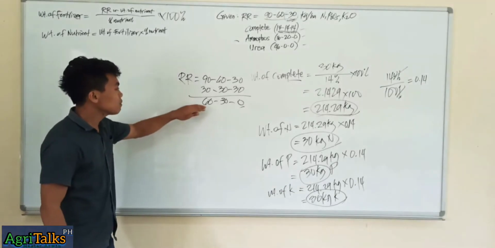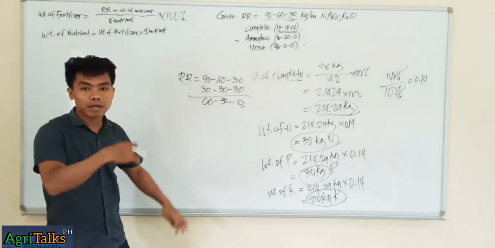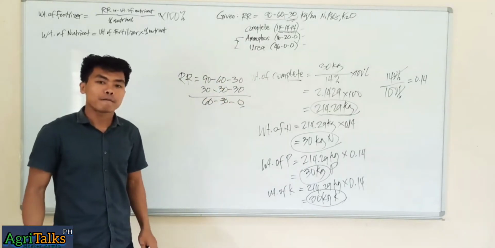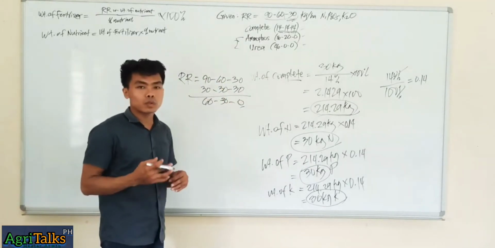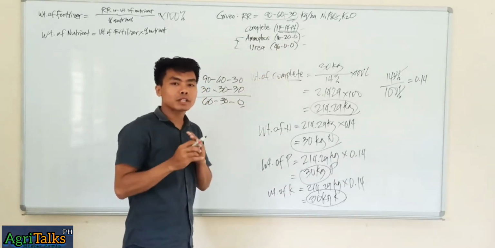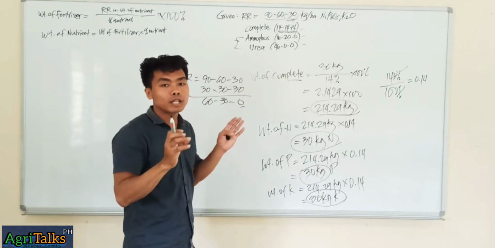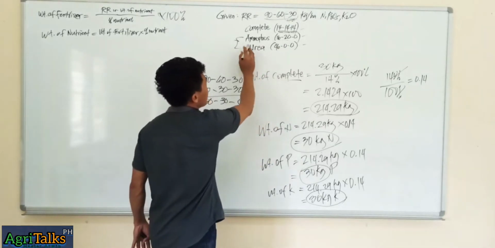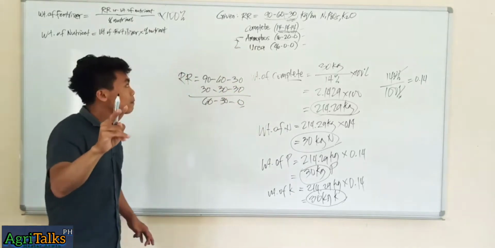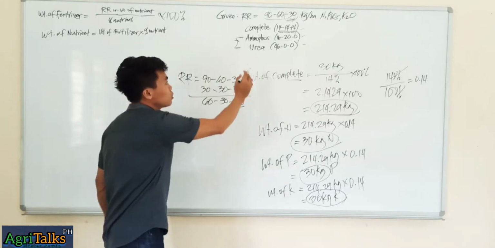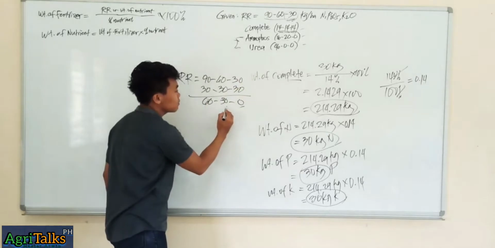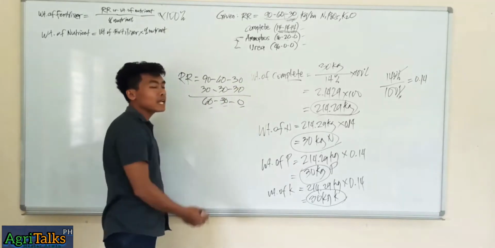So we will now satisfy the 60 and 30 by using these two fertilizer materials. The next thing to do is use the fertilizer material which has many nutrients. Between ammonium phosphate and urea, ammonium phosphate has two nutrient contents compared to urea. So we will use the ammonium phosphate to satisfy the needs of phosphorus and nitrogen.